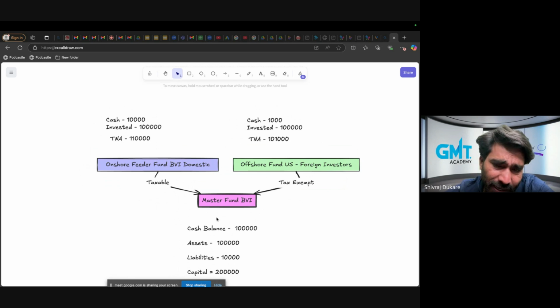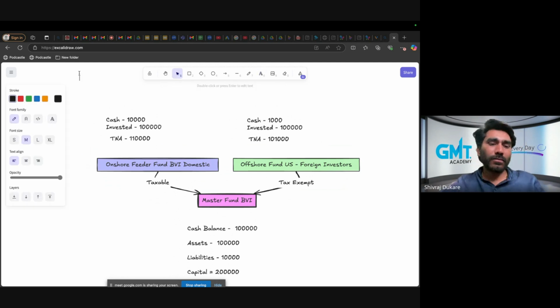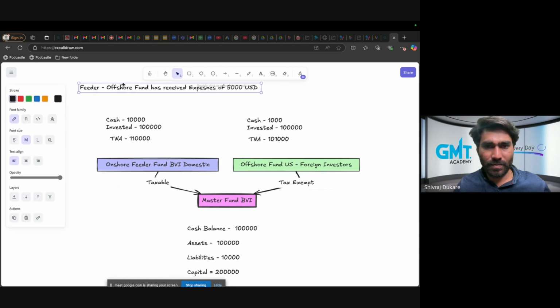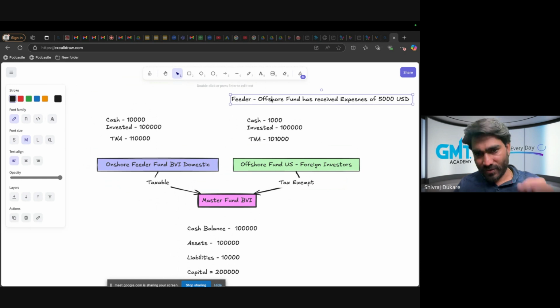So let's take a situation where the feeder offshore fund has received expenses of 5,000 USD. Now you tell me, you have a cash balance of only 1K. So how will you book the expenses?